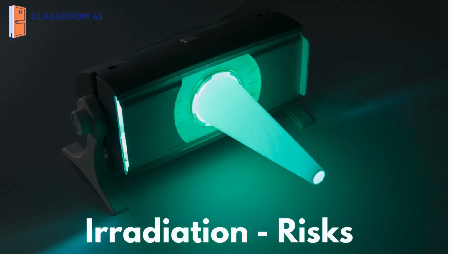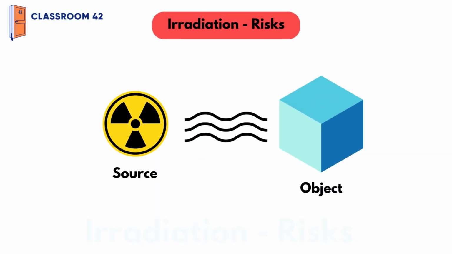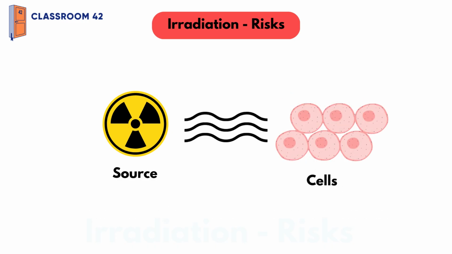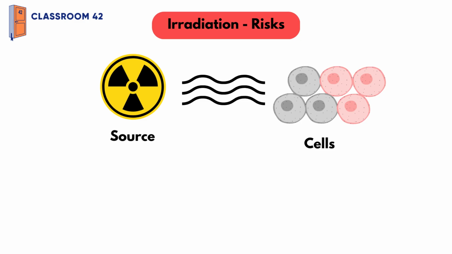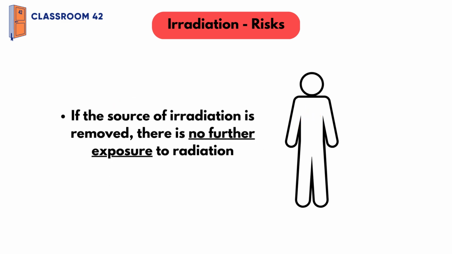The risks associated with irradiation. Since an object that is irradiated does not become radioactive, there is little to no risk to life. Cells within organisms that have been irradiated can be damaged depending on the type of radiation and exposure. Once organisms are no longer being irradiated, no more harm can be done.